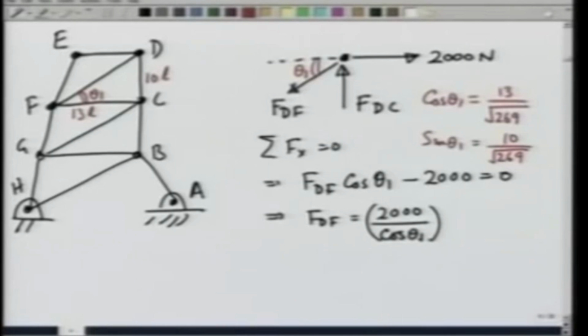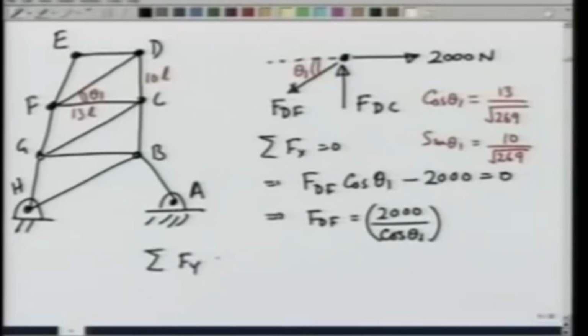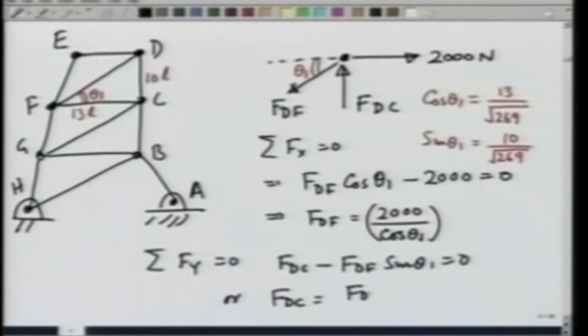Once I get F_DF, I can also calculate F_DC from the condition that summation Fy is equal to 0, and that gives me F_DC minus F_DF sine theta 1 equals 0, or F_DC equals F_DF sine theta 1, which is 2000 tangent of theta 1. Let us calculate these numbers. So, the numbers that we get are, let me make the picture again.